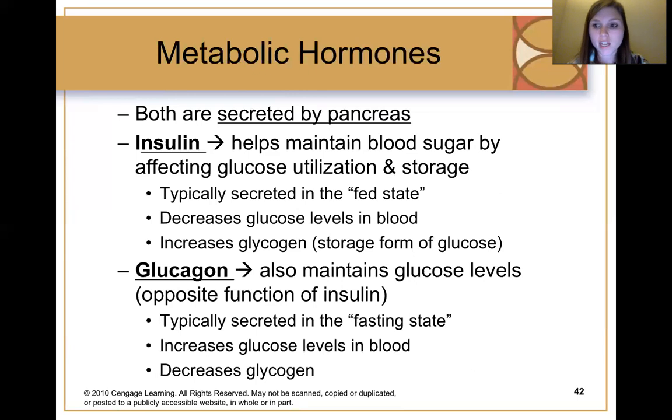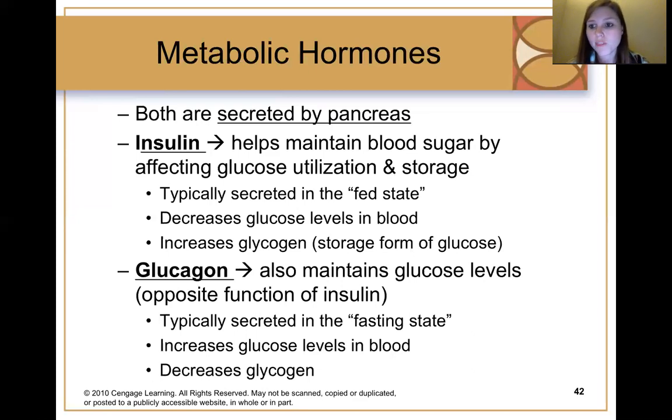And then glucagon, like I said, you want to maintain homeostasis. So glucagon works in opposition to the function of insulin. Glucagon also maintains glucose levels, but it is typically secreted in the fasting state. So like if you didn't eat for several hours or a day, glucagon would be secreted because your body needs glucose. It needs energy. It needs to make ATP. So glucagon would be secreted in the fasting state.